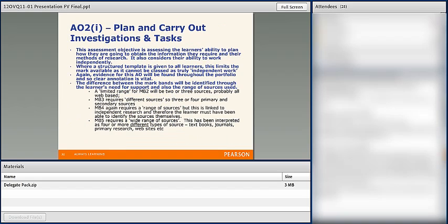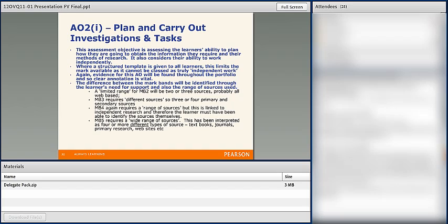AO21 requires the learner to plan and carry out investigations and tasks. So this assessment objective is assessing the learner's ability to plan how they are going to obtain their information and also their methods of research. And it considers their ability to work independently.